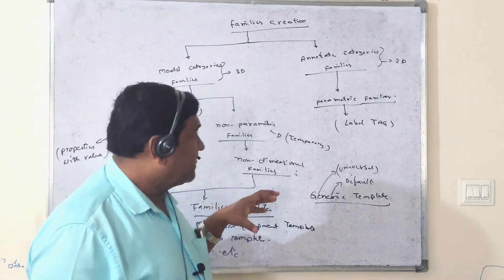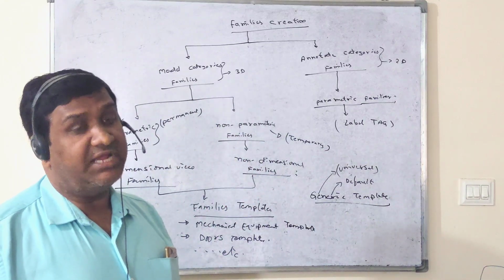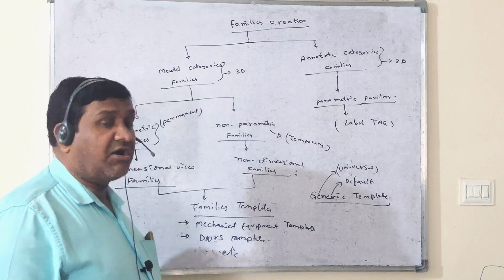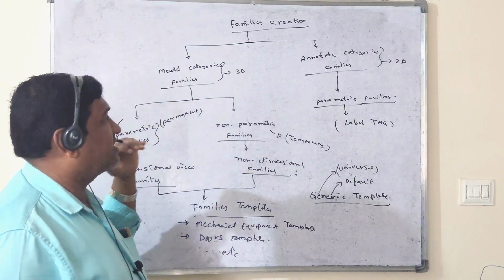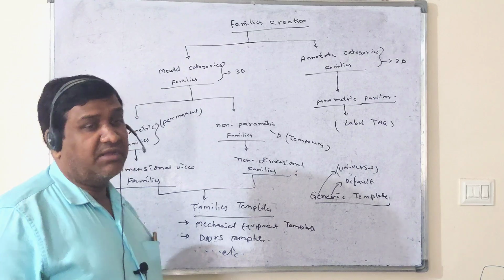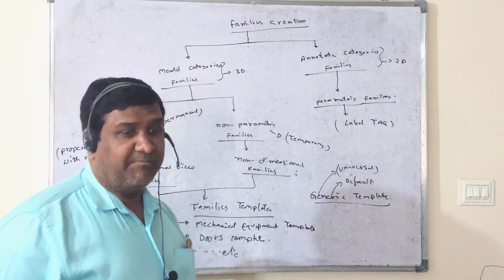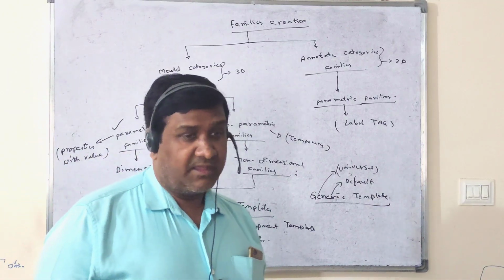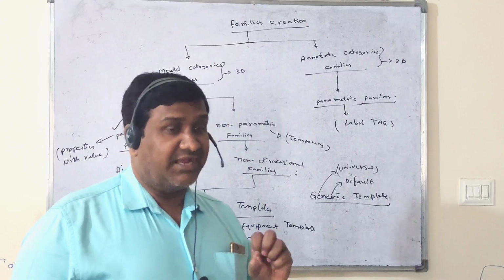So like that, when we are going to create any family, we have to take the family template by choosing the category of your family. This is the way we have to start the family creation, by taking the templates. After taking the templates, how will we proceed with the family creation, and whatever components there are, how will we create them?